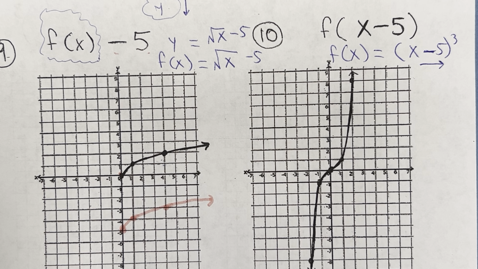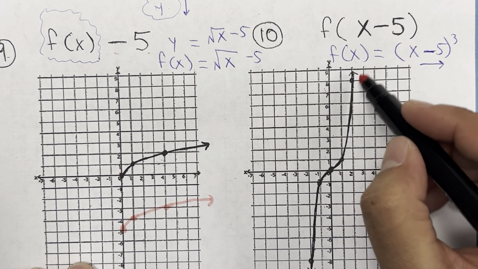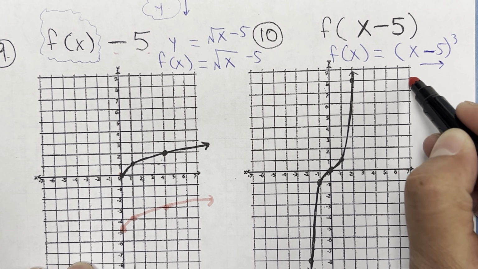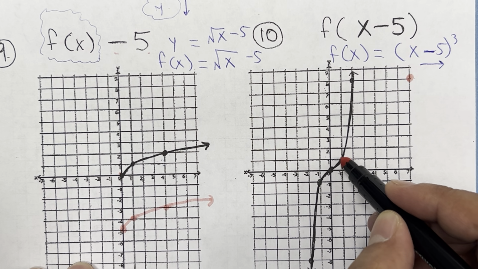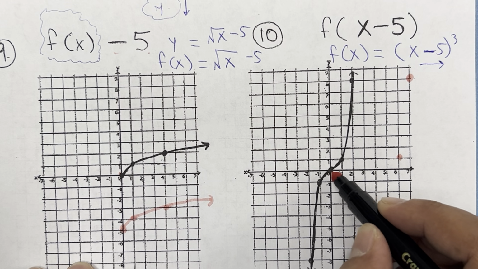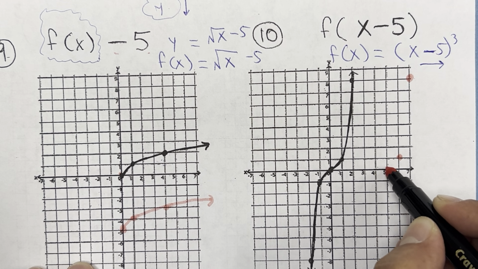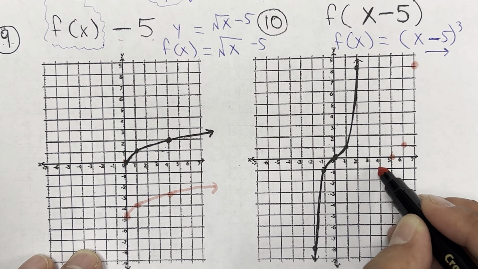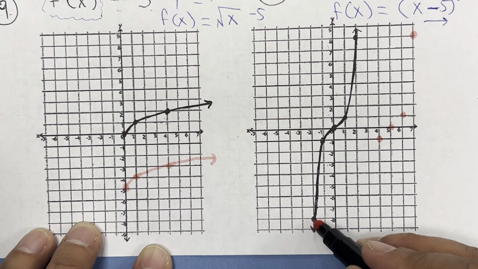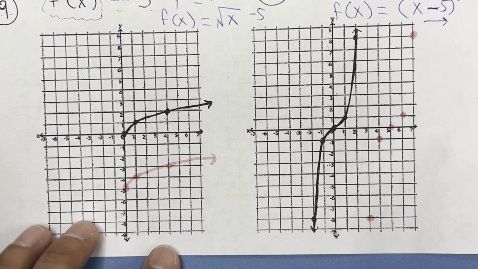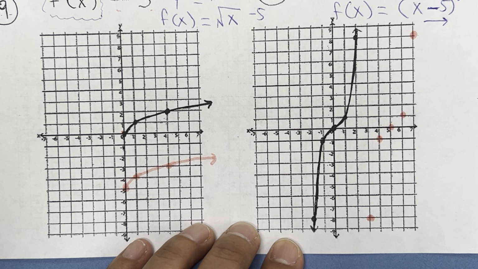Inside, always related to x. Outside, always related to y. So now I'm going to move every point 5 spaces. So 1, 2, 3, 4, 5, right there. This point, 1, 2, 3, 4, 5, right there. This point, 1, 2, 3, 4, 5, right there. This point, 1, 2, 3, 4, 5, right there. And the last one, 1, 2, 3, 4, 5, right there. And then we just connect the points.